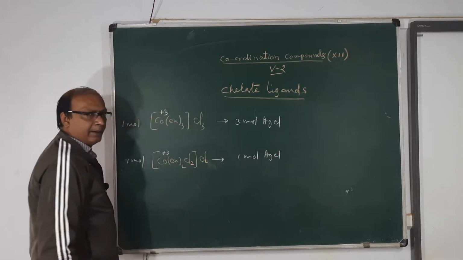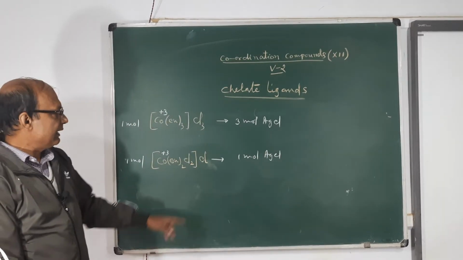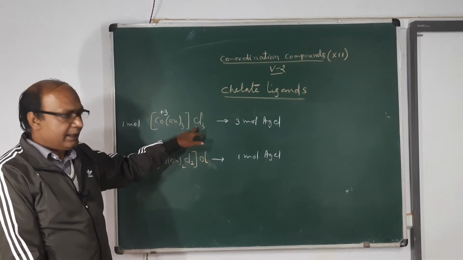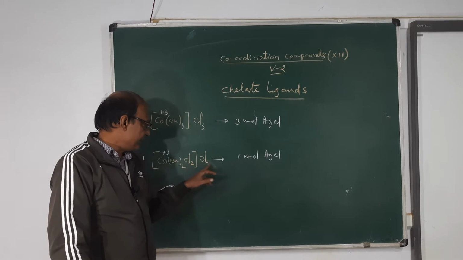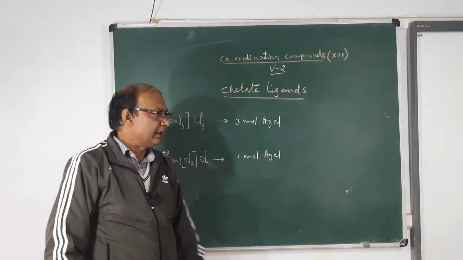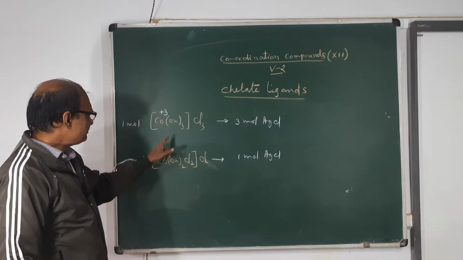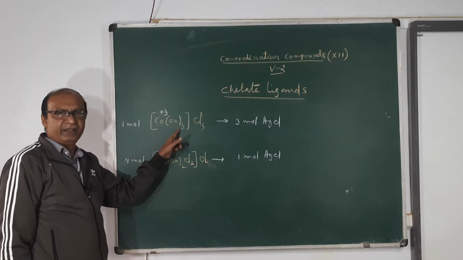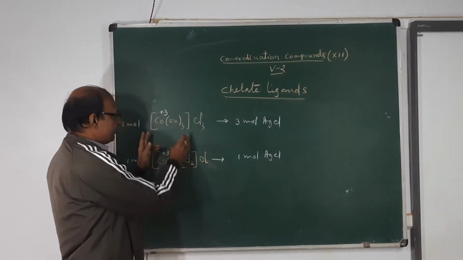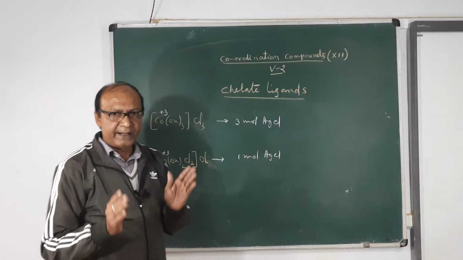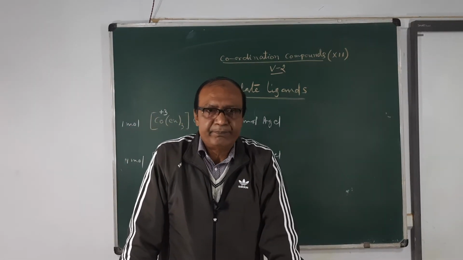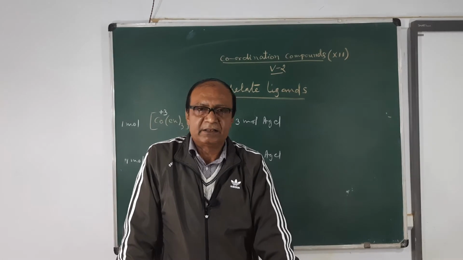1 mole AgCl. From these observations, it is clear that there are 3 chloride ions per mole in one case, and 1 mole of chloride ion per mole of the complex in the other. Now what I am telling is that chelation is here, chelation is also here. So if you draw the structure, the entity present within the coordination sphere will have a definite arrangement in the space.